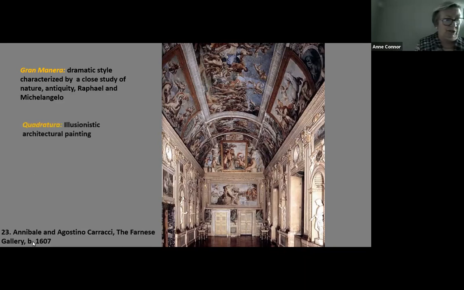They're going to use what we call the quadratura, which is an illusionistic architectural painting, which means that all you see, these fake ribs and so on, it's all fake. It's not solid marble or stucco or whatever. It is pure painting. This is a flat surface. So it's very much a trompe-l'oeil.